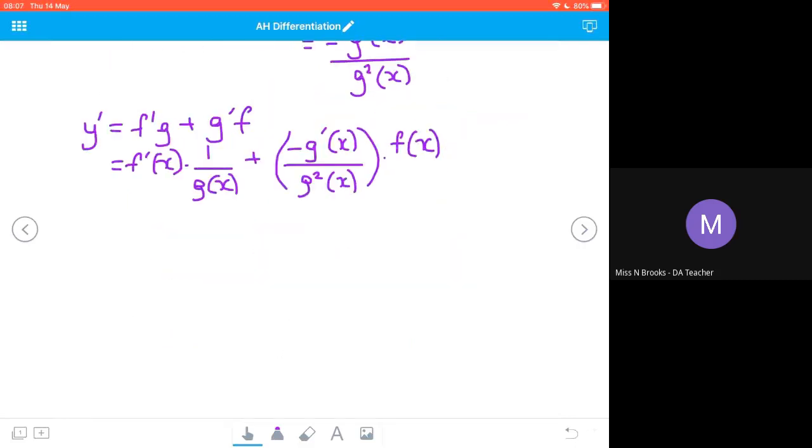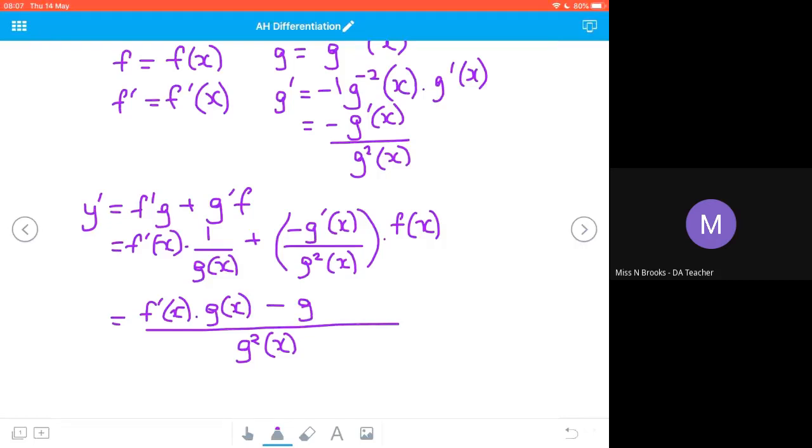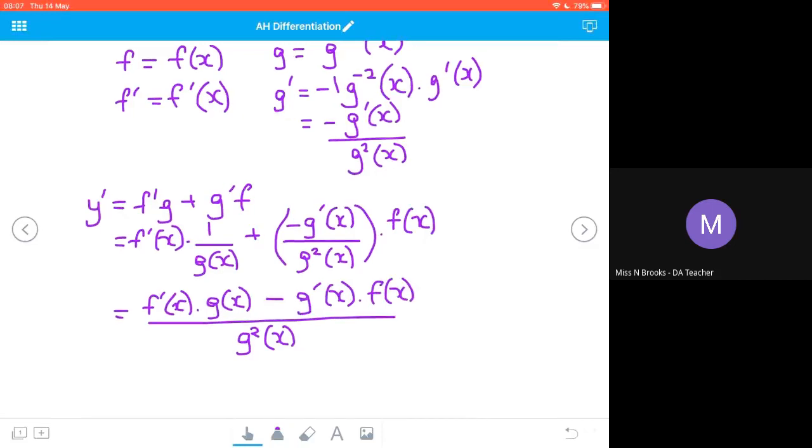So in order to add fractions, we know we need to have a common denominator, and our common denominator is going to be g squared of x, and then we need f dash x, and we need to multiply that by the function g of x, and then we're taking away the derivative of the second function g dash x multiplied by the function of x. And that's our quotient rule.